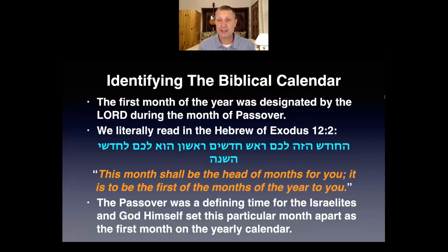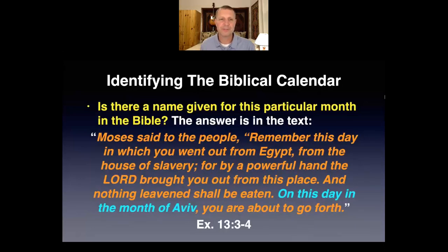We literally read in Hebrew of Exodus 12:2 the following: HaChodesh hazeh lechem rosh chodeshim, rishon hu lechem lechodshei hashana. This month shall be the head of months for you. It is to be the first of the months of the year to you. The Passover was a defining time for the Israelites, and God himself set this particular month apart as the first month on the yearly calendar.